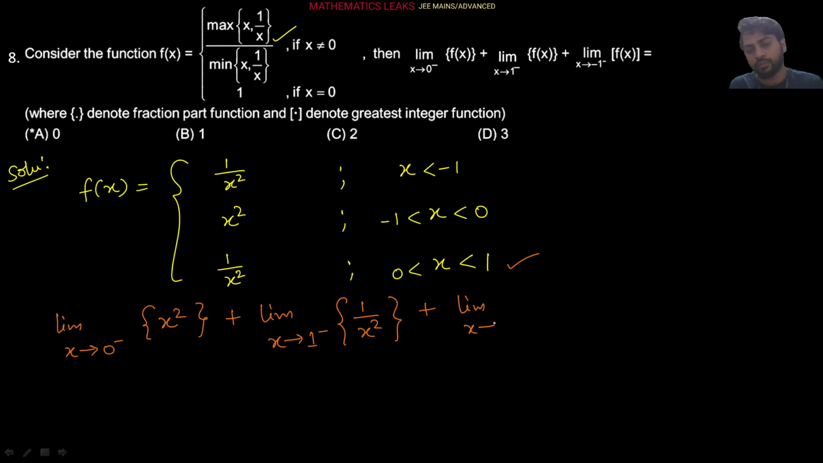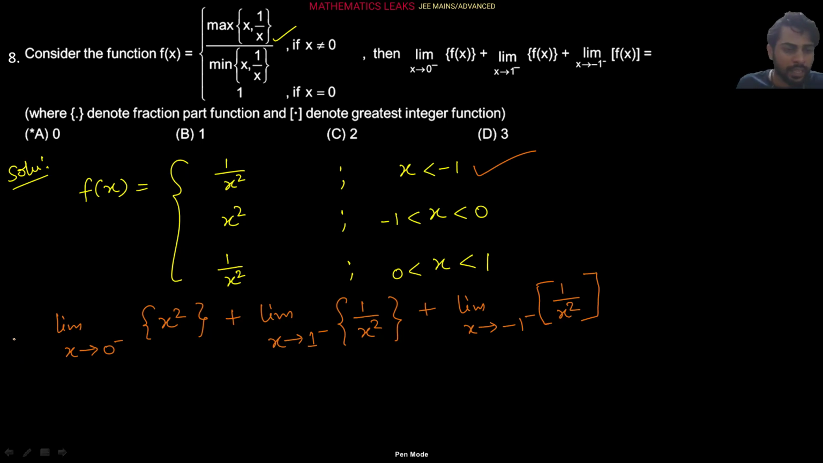And next, limit x approaches to minus 1 from left side. Minus 1 from left side it is saying here. So what is it? Minus 1 from left side, this one part. So minus 1 less, 1 by x square, its greatest integer, 1 by x square, greatest integer we are observing. Right, this it is.